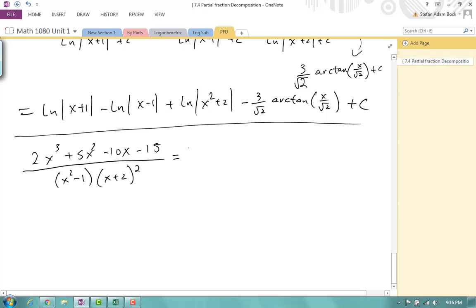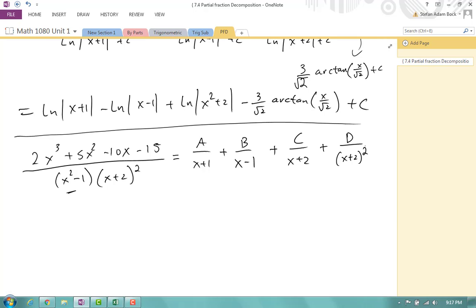So the decomposition is going to look like this. I'll have x squared minus 1, that factors, so I'll have a over x plus 1 plus b over x minus 1 plus c over x plus 2 plus the possible refinement of having d over x plus 2 squared, just like I had a c over 2 squared for the 7 over 12 example. But we're going to have a slightly easier way of solving for these coefficients.